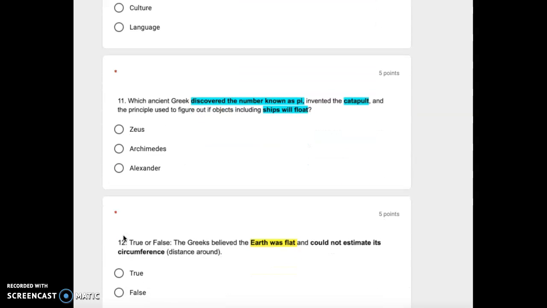Number 11. Which ancient Greek discovered the number known as pi, invented the catapult, and the principle used to figure out if objects, including ships, will float? Was that Zeus, Archimedes, or Alexander?